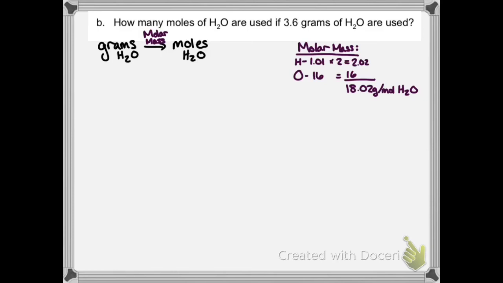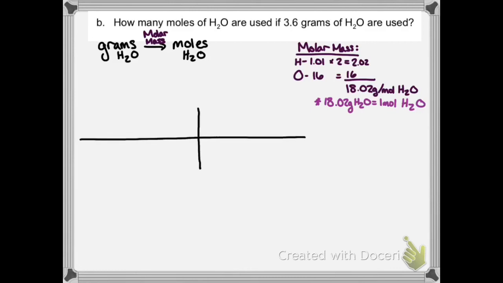If we do this, what we're going to do next is remember that 18.02 grams per mole of H2O is really 18.02 grams of water that's equal to 1 mole of water. So now that we have our conversion factor, we have our molar mass, so we know that 18.02 grams of water is equal to 1 mole of water, and that comes from our molar mass from the periodic table. What we're going to do is set up our railroad tracks.